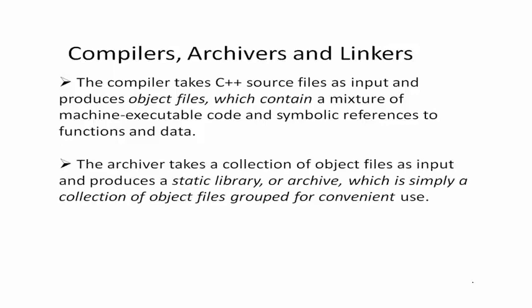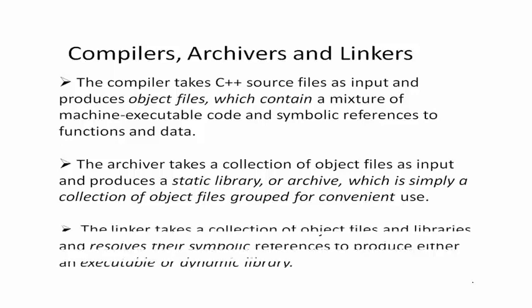Then the archiver takes a collection of object files generated by the compiler as an input, and it produces a static library or an archive, which is simply a collection of object files grouped for convenient use. And next, the linker. The linker takes a collection of object files and libraries and it resolves their symbolic references to produce either an executable or a dynamic library.